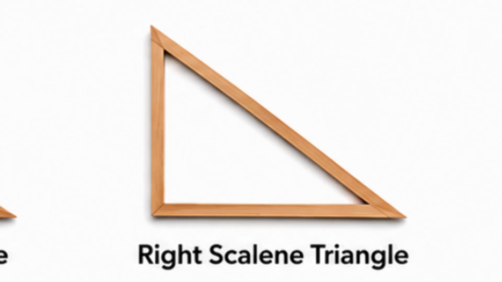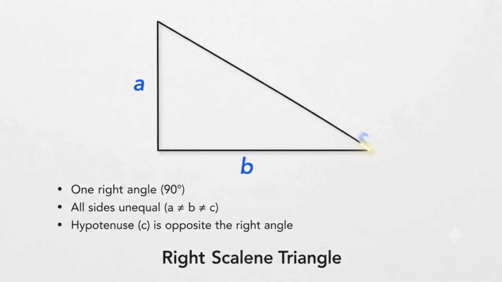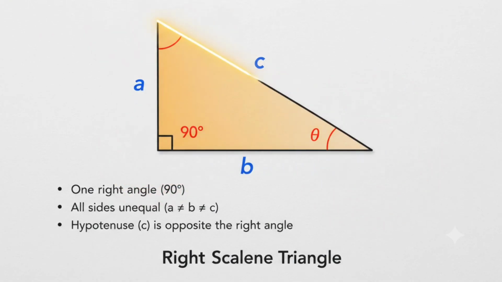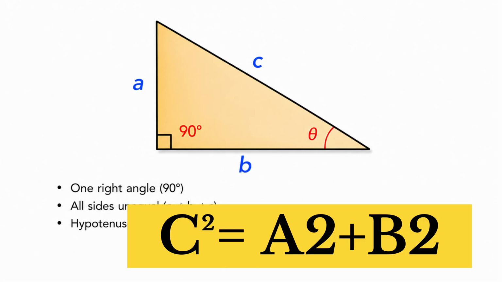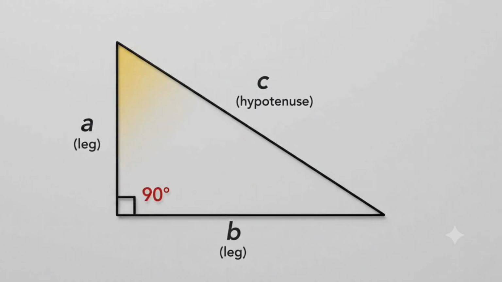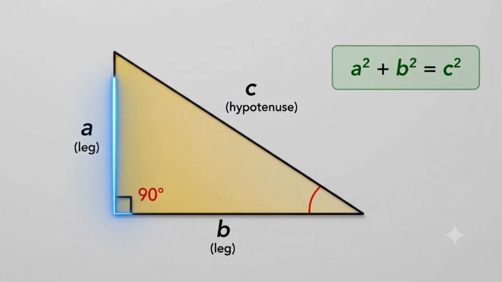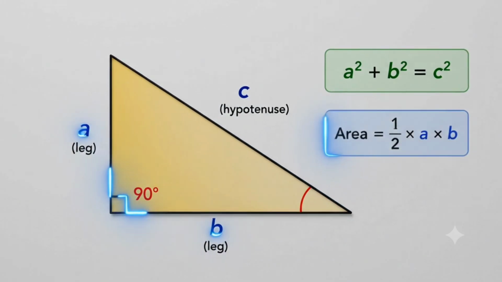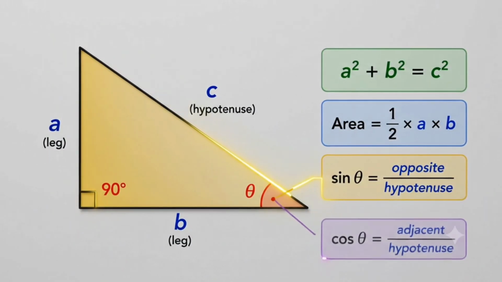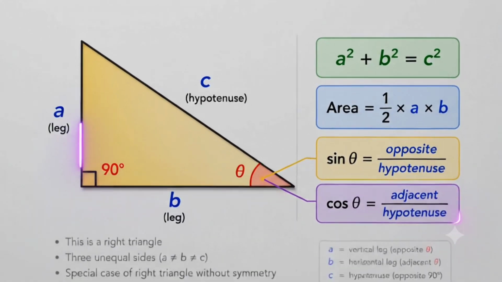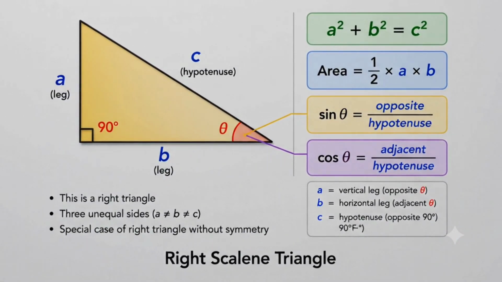Right scalene triangle. A right scalene triangle has one right angle and 3 sides of different lengths. Unlike the right isosceles triangle, none of its sides are equal. It follows the Pythagorean relationship C squared equals A squared plus B squared. The perimeter is P equals A plus B plus C, and the area is 1/2 times A times B. This is the most common type of right triangle encountered in practical measurement and engineering problems.